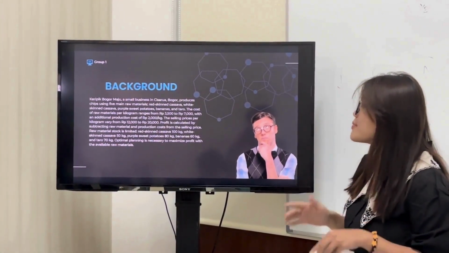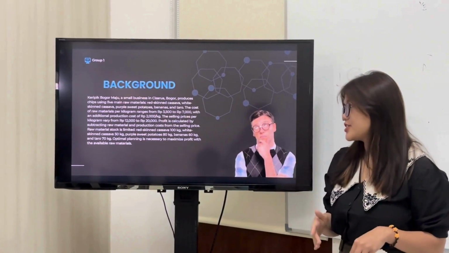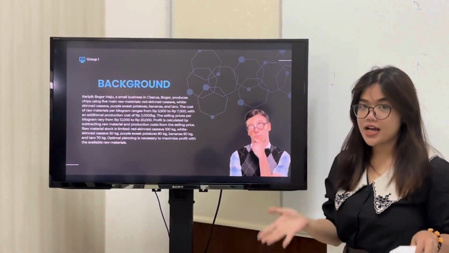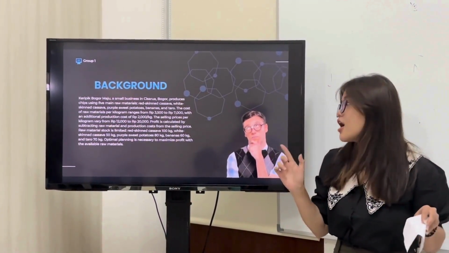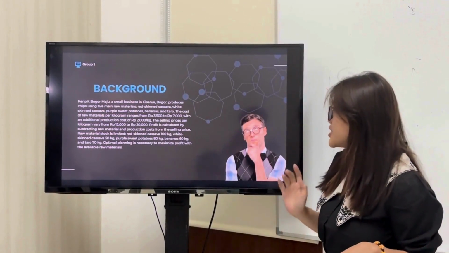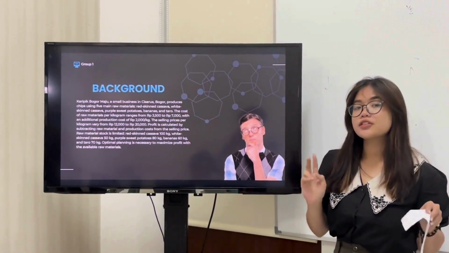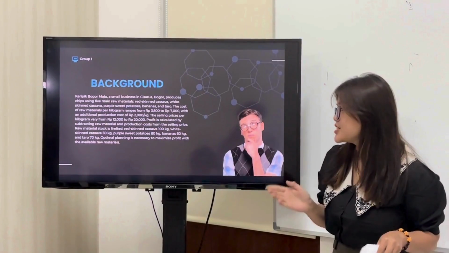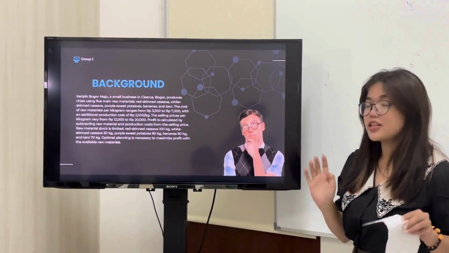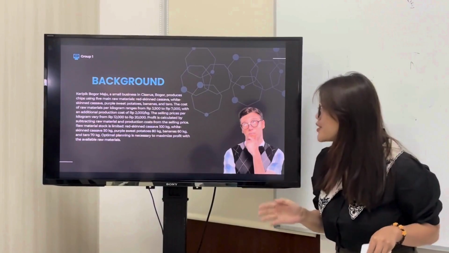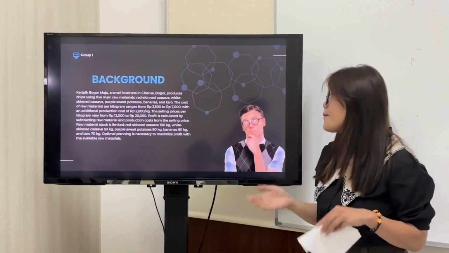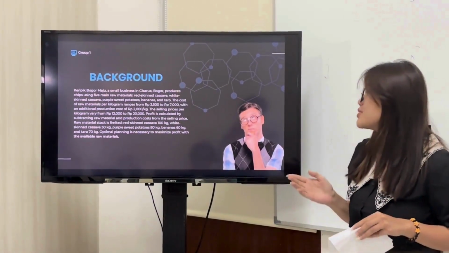The cost of raw materials per kilogram ranges from 3,500 rupiah to 7,000 rupiah, with an additional production cost of 2,000 rupiah per kg. The selling price per kg varies from 12,000 rupiah to 20,000 rupiah. So the profit is calculated by subtracting raw material and production cost from the selling price.